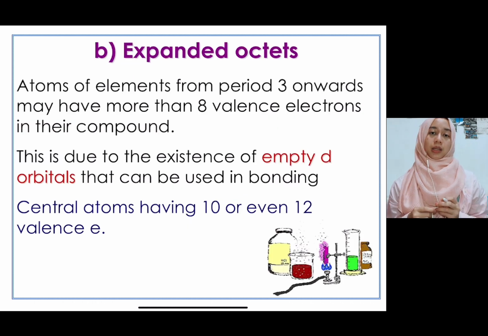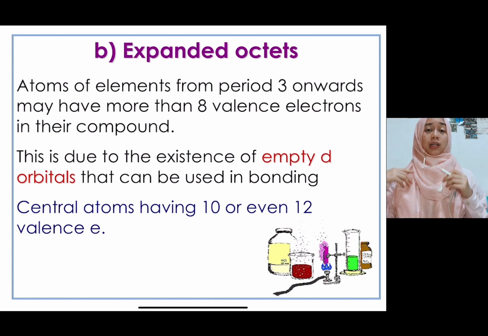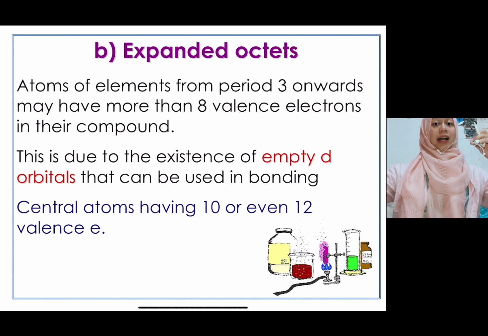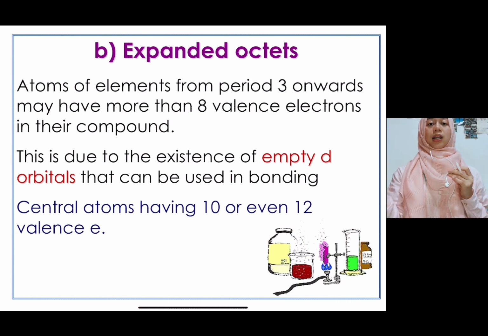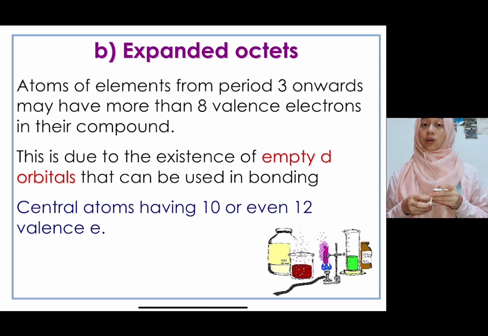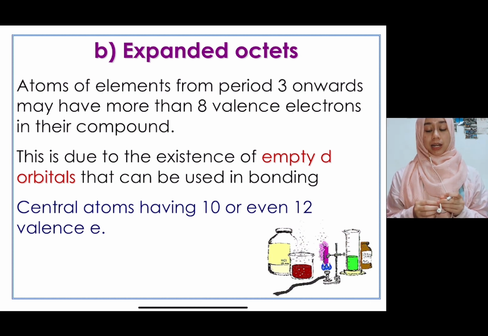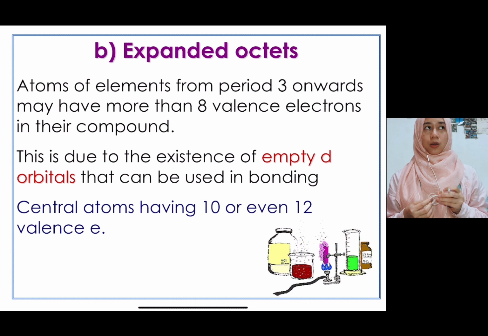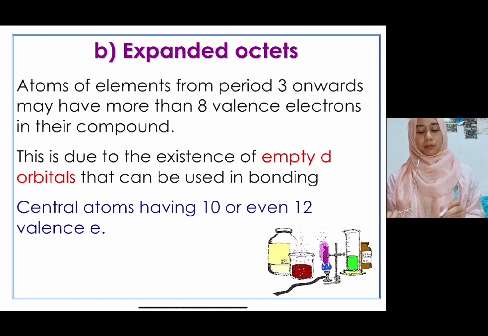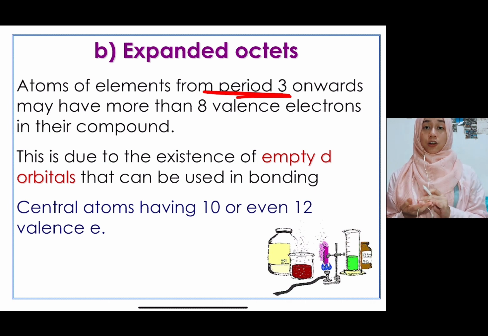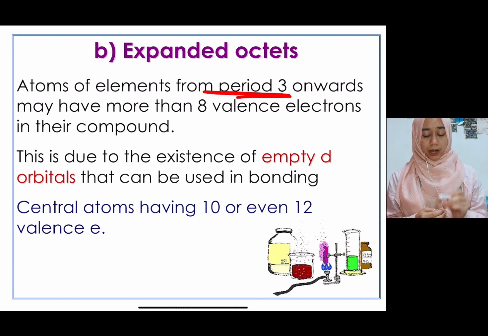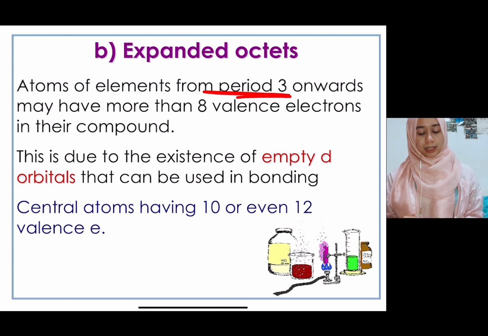Okay, next we go to the expanded octet. Expanded means we can enlarge it. So if the octet is 8 electrons and incomplete is less than 8 electrons, then expanded octet is more than 8 electrons. But it only occurs for elements from period 3 onwards. Only elements from period 3 onwards can have more than 8 valence electrons. So why? This is due to the existence of empty d orbitals.